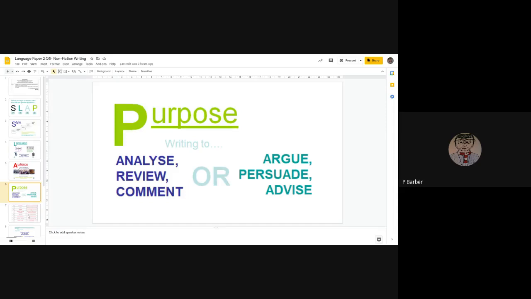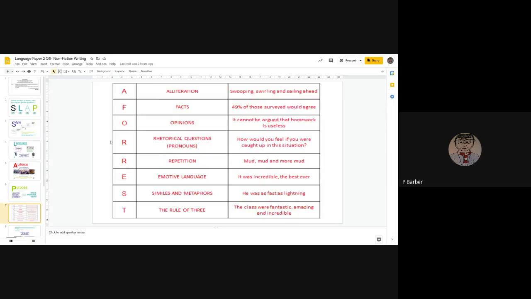Language devices. This is another neat acronym that I quite like using, which is AFOREST. Now, it's not a complete list of language techniques that you can use, but it is a good starting point, and it is a good example of things that you could use that will give you some ideas to get you started. So you could use alliteration, facts, opinions, rhetorical questions, pronouns, repetition, emotive language, similes and metaphors, and the rule of three.